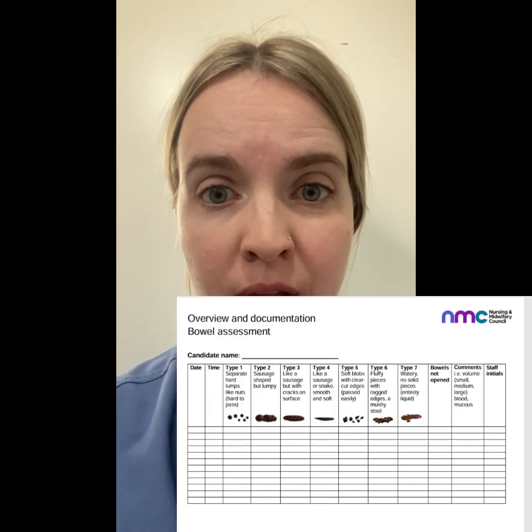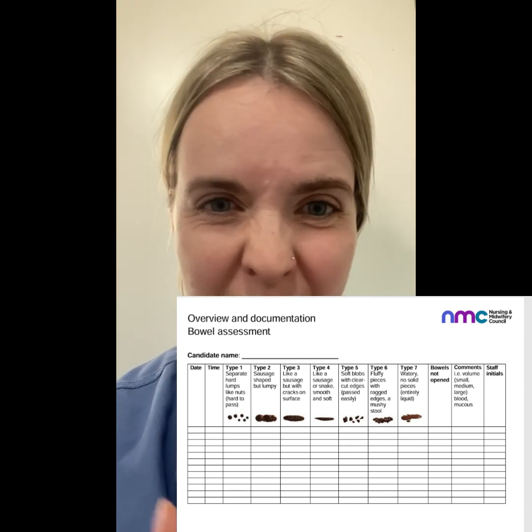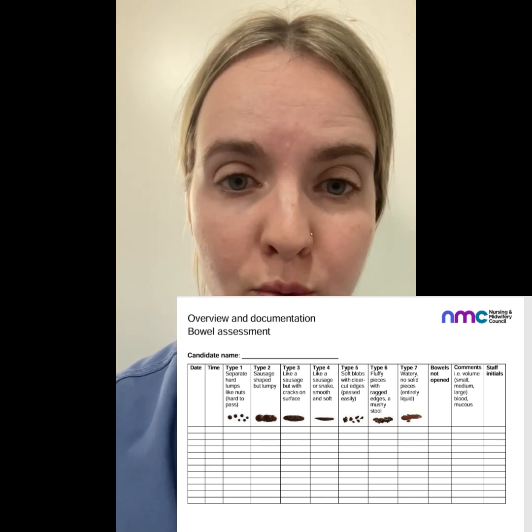I'm now going to show you the stool chart to have a look at, and we will go through that. Looking at your chart, you're first going to fill out the date and the time. You can either put the time on the scenario or the actual time. They're not really bothered by which one you put. And then you've got all of the types, 1 to 7.